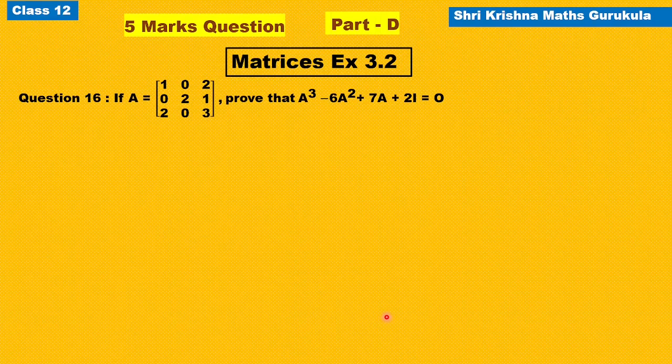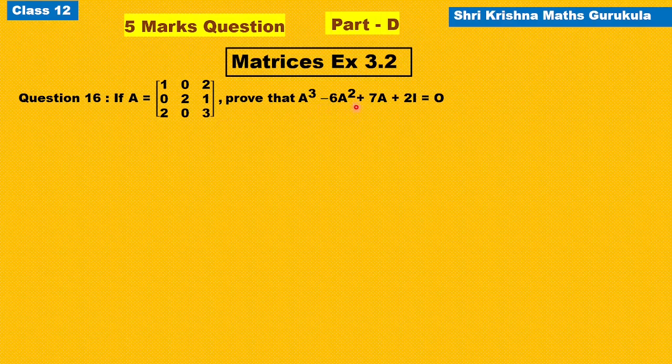So it's question number 16 from exercise 3.2. Let us check the question. If given matrix A, which is a 3 cross 3 matrix like this, we have to prove that A cube minus 6A square plus 7A plus 2I is equal to O. What do you mean by O? O is a null matrix and I is identity matrix. So given a matrix like this, we have to prove this.